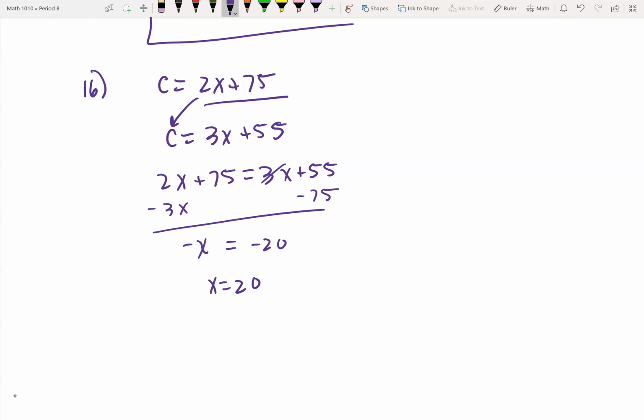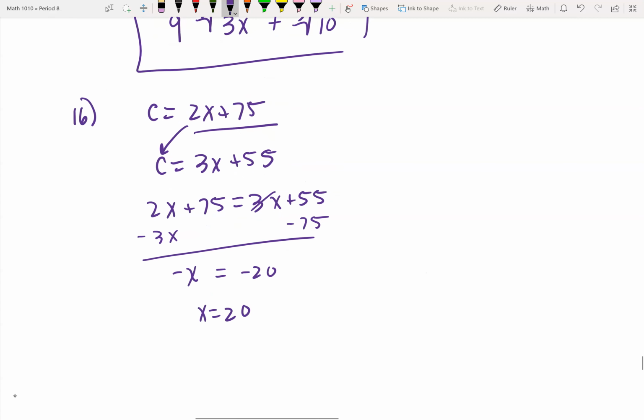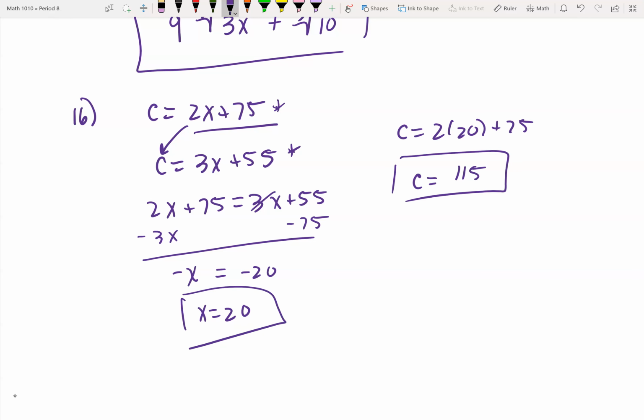Some of you guys stopped right there, but you have to actually find c as well. So use either that equation or that equation. I'll just do the top one. So it's 2 times 20 plus 75. That's 40 plus 75, which is 115. So the ordered pair, I don't know how they want you to write it, so I'd write it like that.